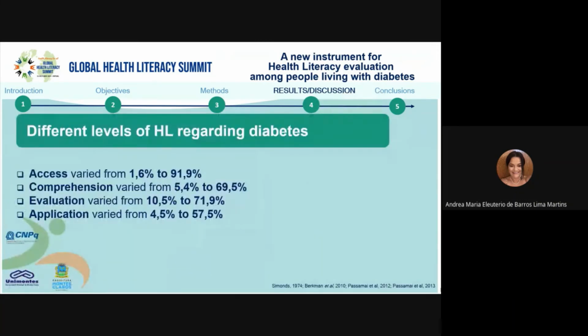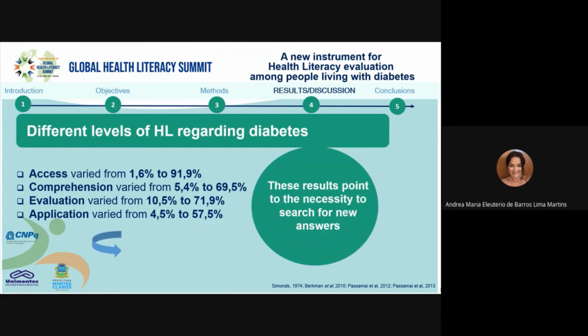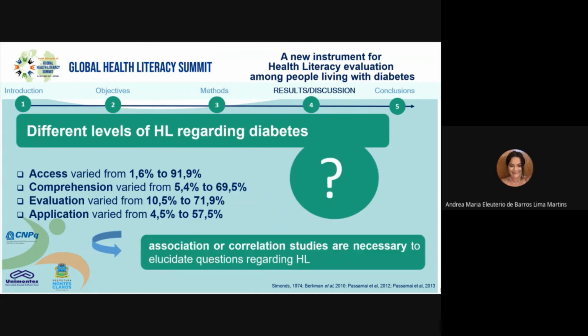Different levels of HL regarding diabetes. Access, 1.6% to 91.9%. Comprehension or understanding, 5.4% to 69.5%. Evaluation or appraisal, 10.5% to 71.9%. Application, 4.5% to 57.5%. These results point to the necessity to search for new answers.